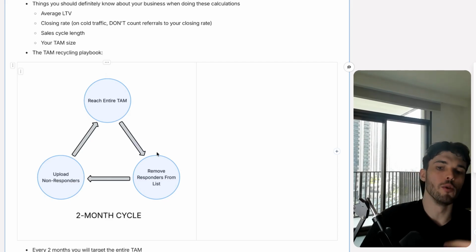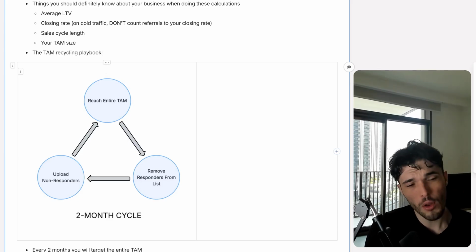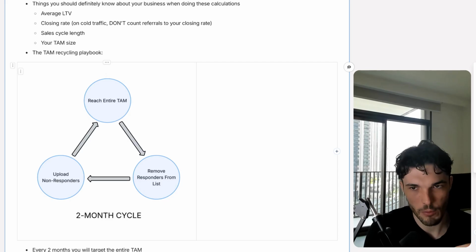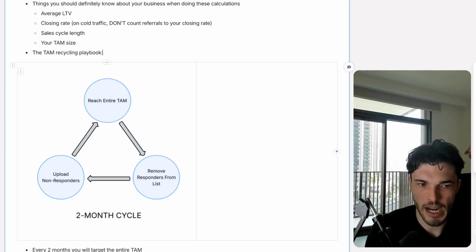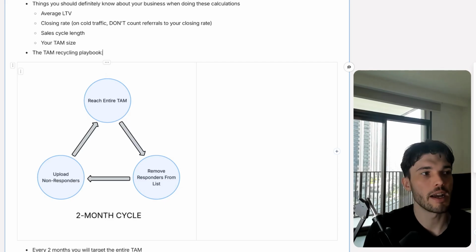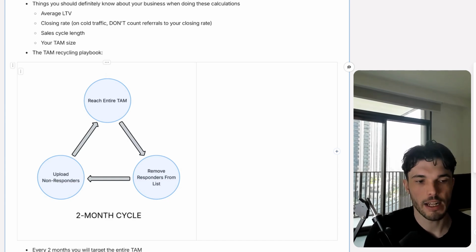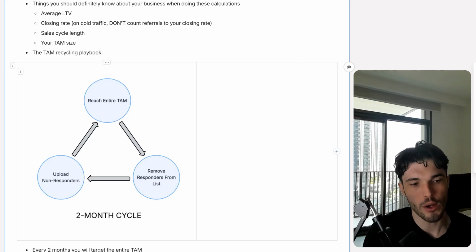And then, of course, you'll remove the people who respond, the people who opt out, and so on. But all the people who never responded to you, you want to keep retargeting them with this TAM recycling motion. Now, some people might say, aren't we just burning the TAM? A lot of people I talk to are concerned about burning the TAM with cold email. But think about when you're seeing ads on Instagram, right? You're constantly being exposed to the same ads again and again and again. It's just retargeting. And the same thing goes for cold email.